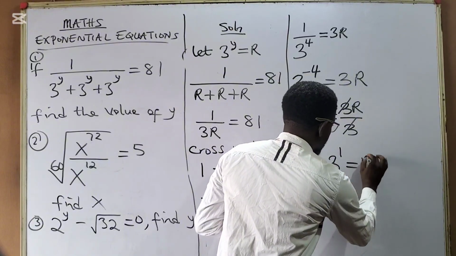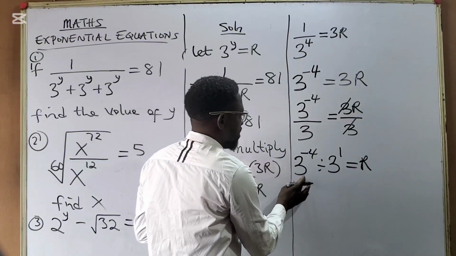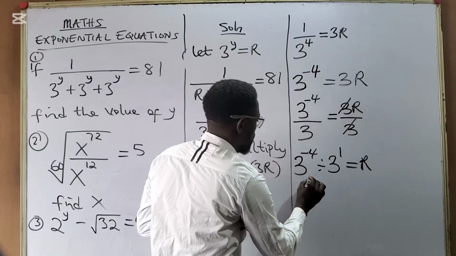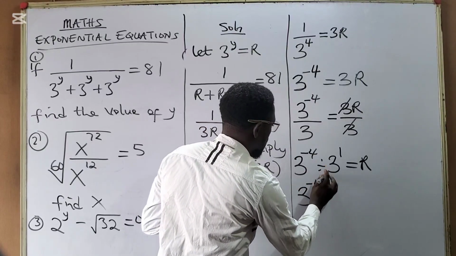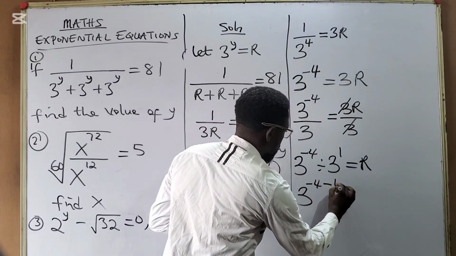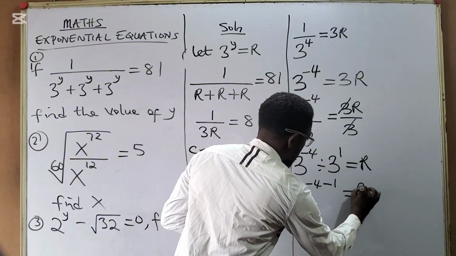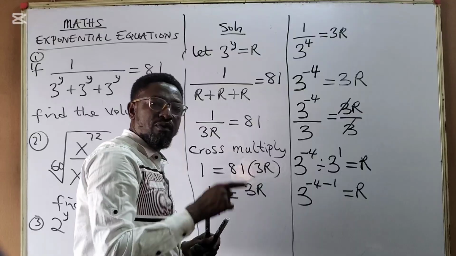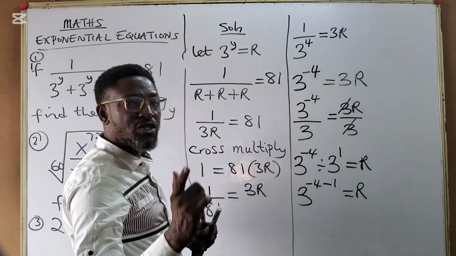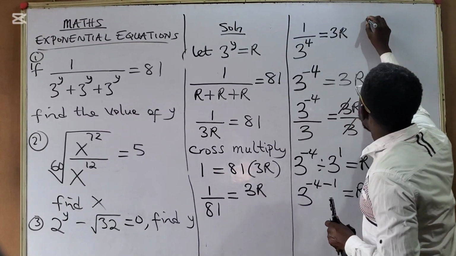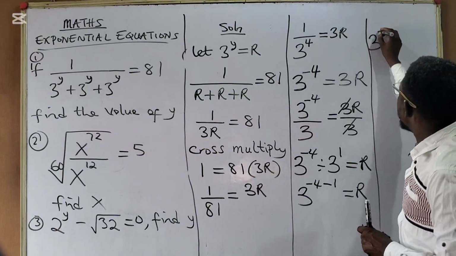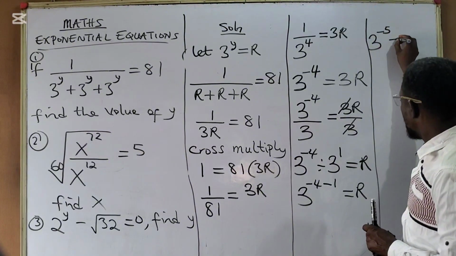Of course, the right hand side is r. So here is 3 and here is 3. I'll take one 3 now, then I'll subtract the powers. I have minus 4 because of the division sign, minus 1 equals r. So minus 4 minus 1 will give us minus 5. So we get 3 raised to the power minus 5 equals r.